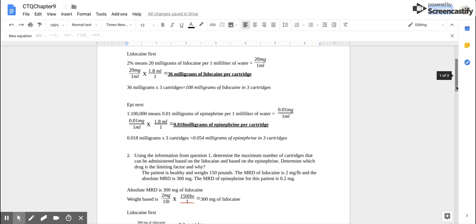So let's figure out whether we're going to use the absolute MRD or the weight-based MRD. So the absolute MRD right here is 300 milligrams of lidocaine. The weight-based is 2 milligrams per pound. This particular patient weighs 150 pounds. So if we do the 2 milligrams per pound times the 150-pound patient, we'll also get 300 milligrams. So in this particular case, the absolute MRD and the weight-based MRD is the same. So we'll use the 300 milligrams. And we'll do the lidocaine first.